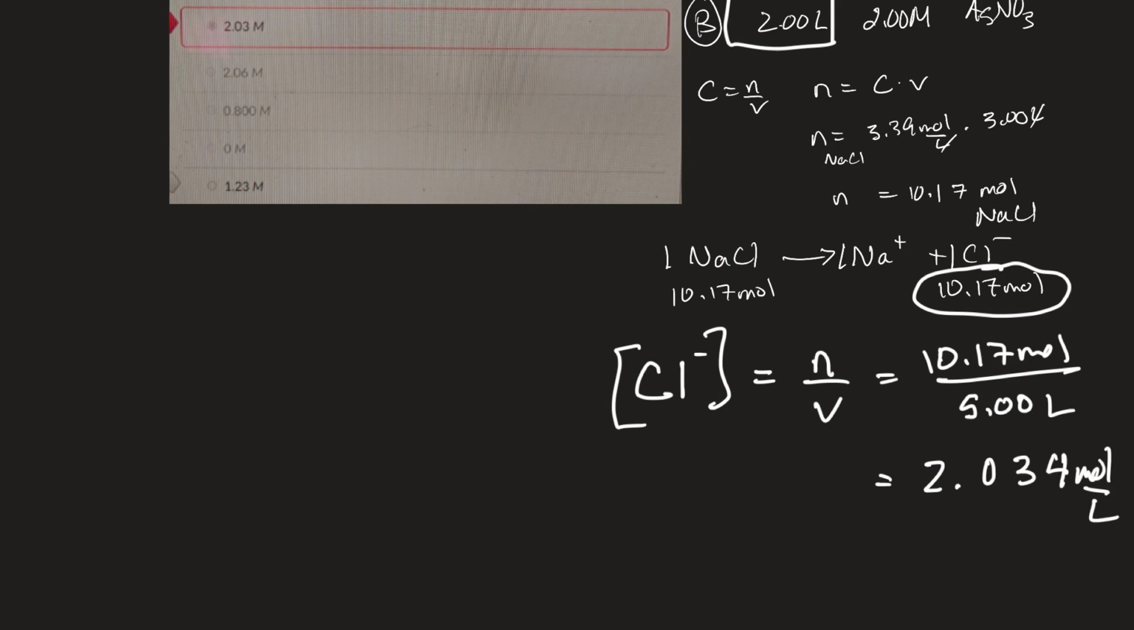moles per liter. For sig figs, there's probably 3 sig figs everywhere, so I'd call it 2.03 moles per liter. Oh, and that's what you picked. That's what I would call it.